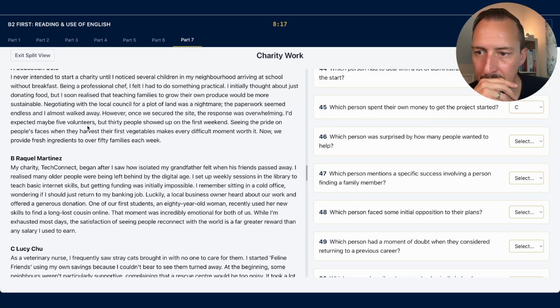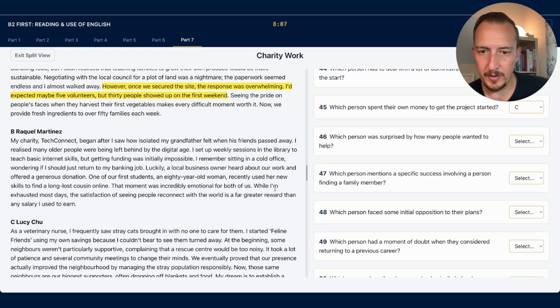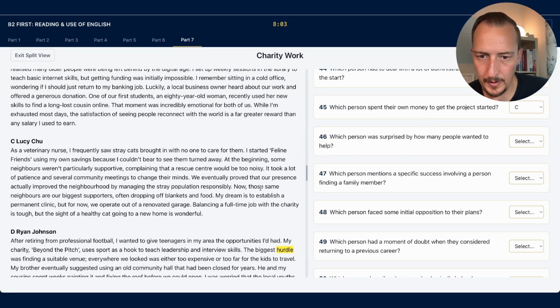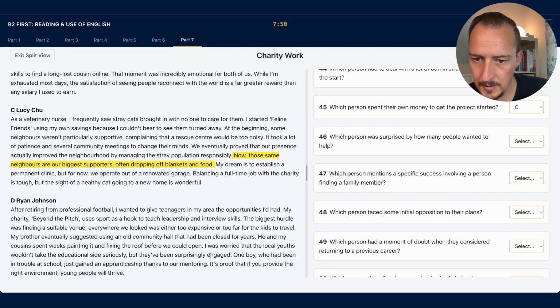Oh man, 5 volunteers. That's possibly one of the first students, an 80-year-old woman. That moment was incredibly emotional. I'm exhausted most days. Now these are the same neighbours, big supporters. Okay, and hurdle, I was worried local youths more engaged. Okay, so there's a few options here.